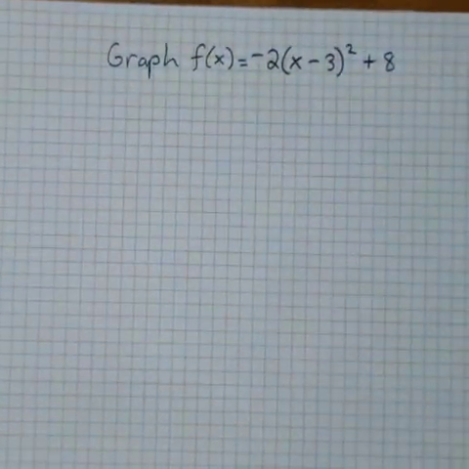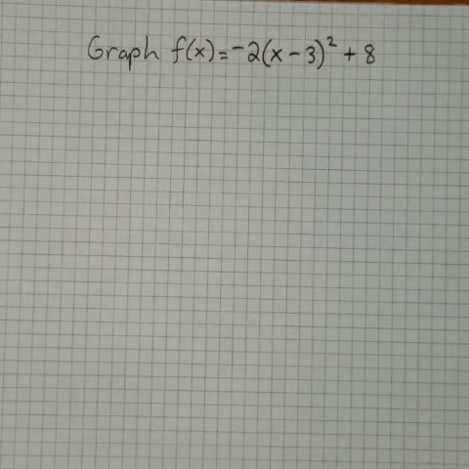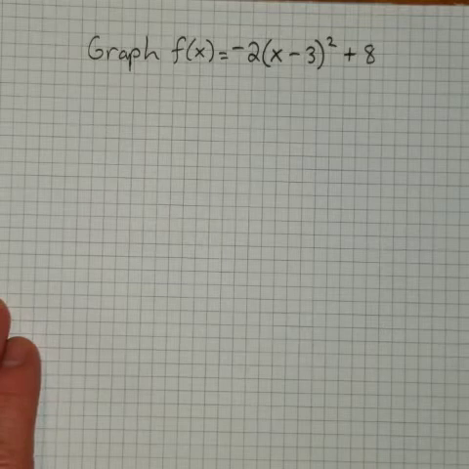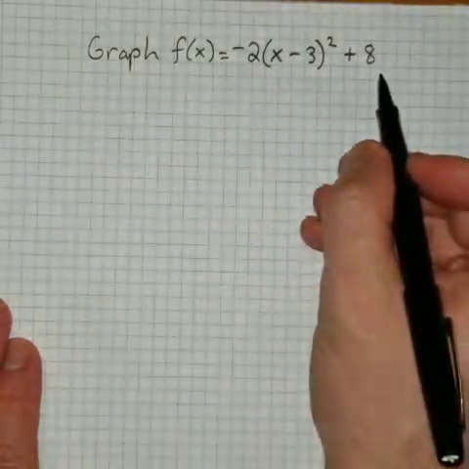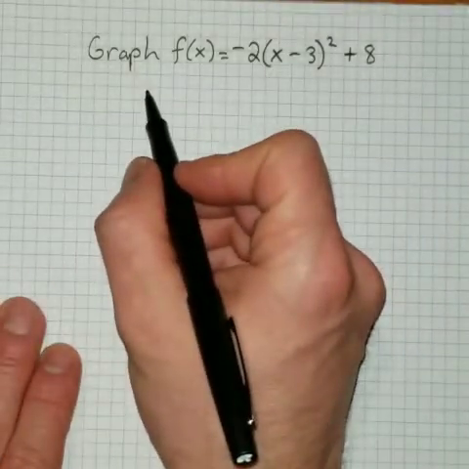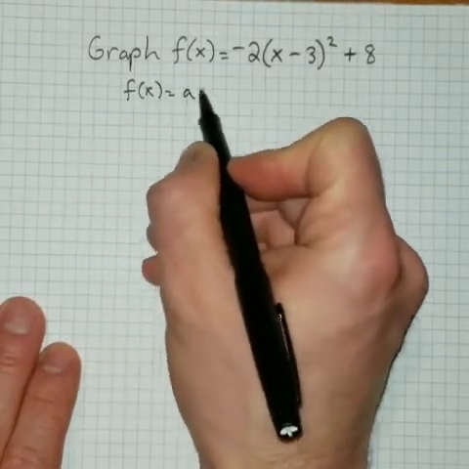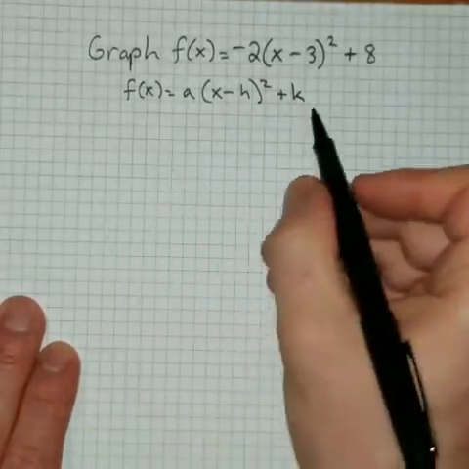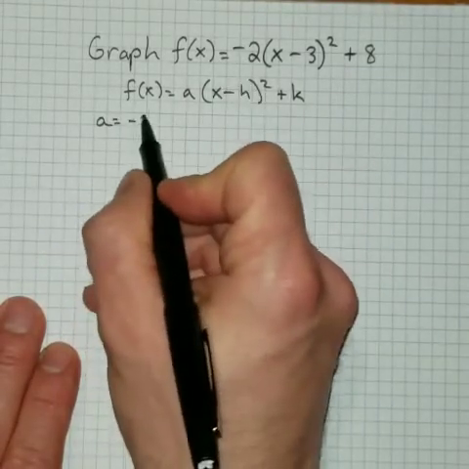Alright, so the example we're going to look at is f of x equals negative 2 times the quantity x minus 3 squared plus 8. And I think it's very important for us to identify right away what the a, h, and k values are. So if you look at this equation and you compare it to the vertex formula, f of x equals a times x minus h squared plus k, then you'll see that the a value is negative 2.